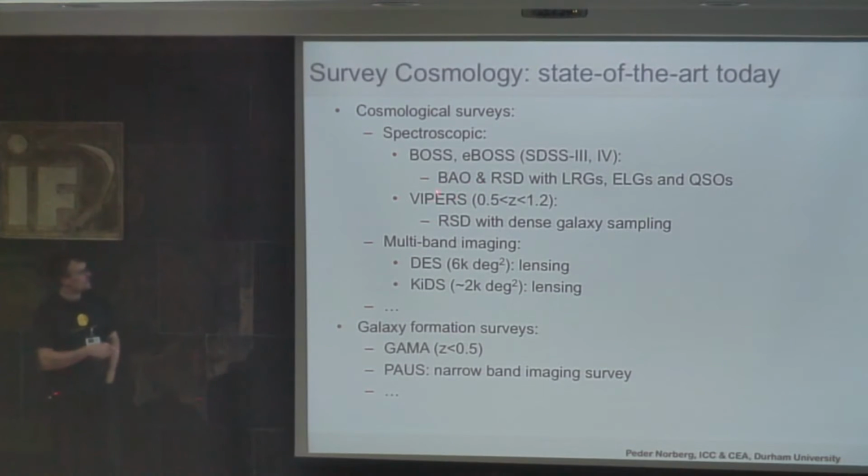Yeah, VIPERS is another survey, at a much lower redshift in that sense. It's a bit, not lower, it's a slightly higher redshift than BOSS and eBOSS, or complementary. RSD, which is mainly redshift space distortions, with densely sampled galaxies, so that is a different way of doing it. Multiband imaging, you have DES, the Dark Energy Survey, which is 6,000 square degrees, mainly aimed at lensing. KiDS, 2,000 square degrees, lensing.